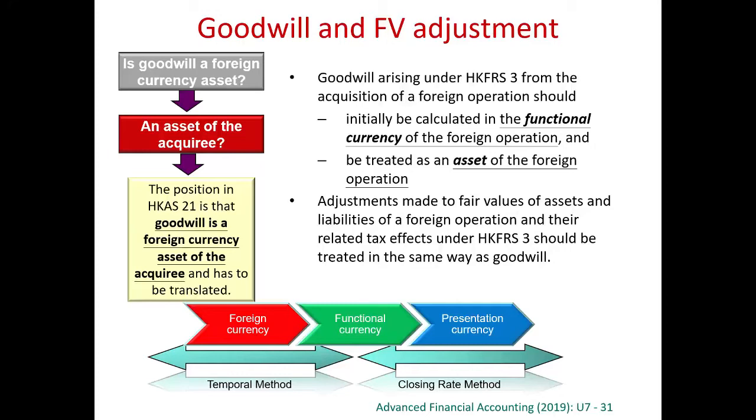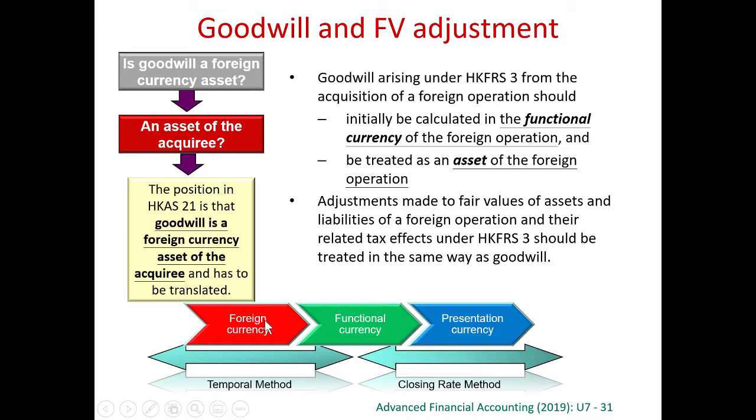Now, we know how to translate financial statements from the foreign currencies to the functional currency. When we translate from the foreign currencies to the functional currency, we call this the temporal method. We can also translate a financial statement from its functional currency to the presentation currency. If we translate from the functional currency to the presentation currency, we call this the closing rate method.